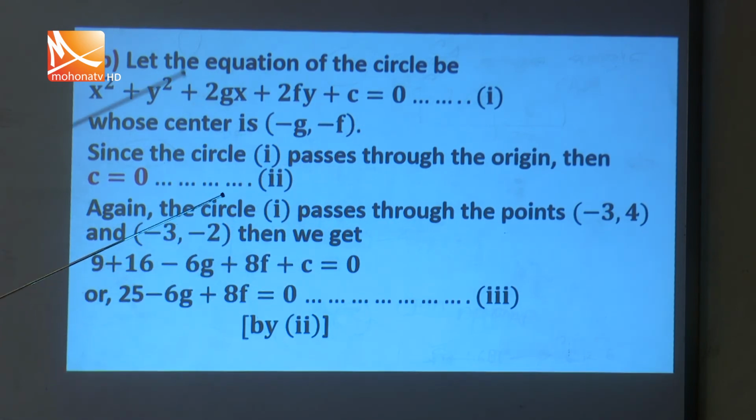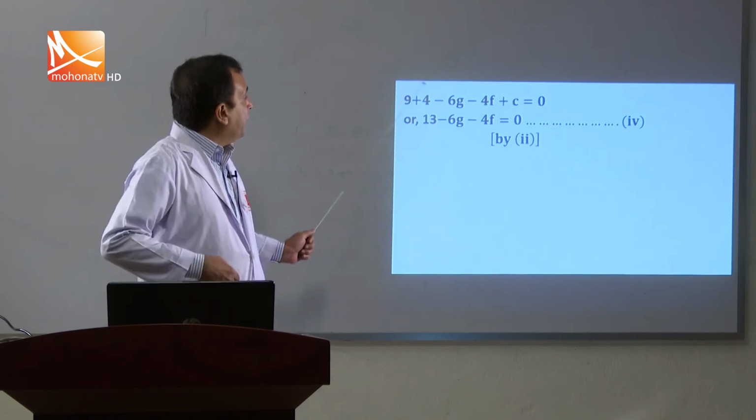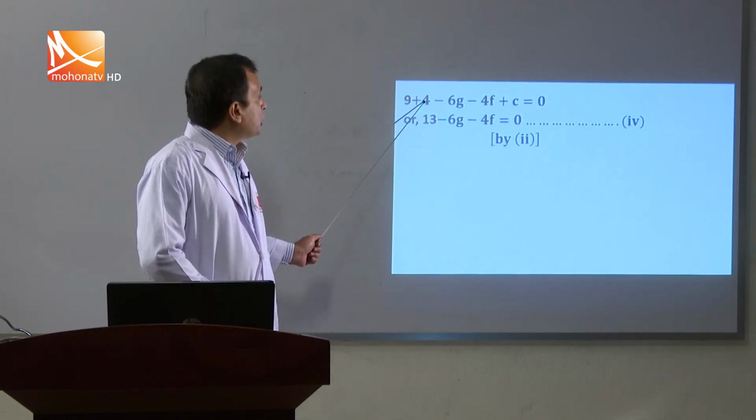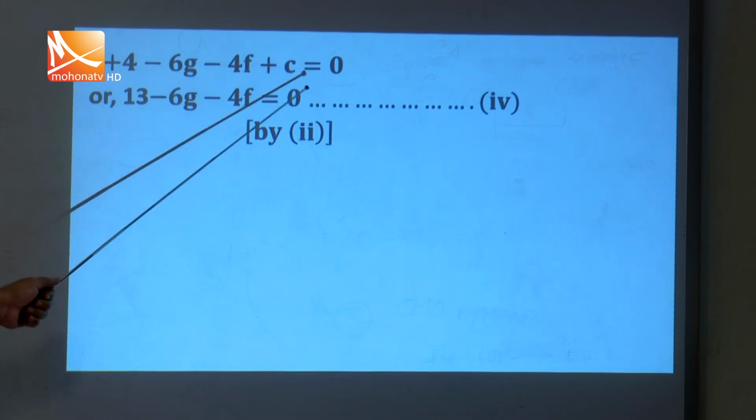Okay. For the second point (minus 3, minus 2), we will get a relation like this. You just take a look at the board. Minus 3 whole square will be 9, minus 2 whole square will be 4, plus 2 into minus 3 into g, that is minus 6g, plus 2 into f into minus 2, it will be minus 4f, plus c is equal to 0.